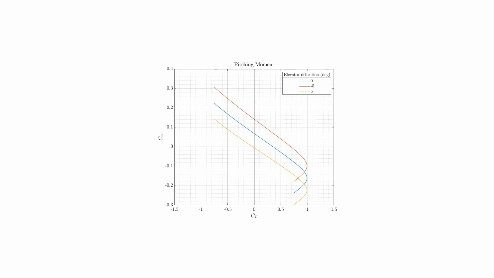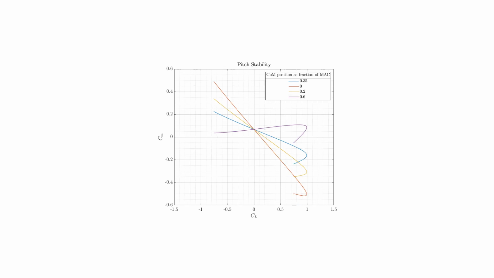The pitching moment coefficient is plotted against lift coefficient for different elevator angles and different center of mass positions. The neutral point exists where the graph is most horizontal. This should be found at a COM position between 0.35 and 0.6, most likely around 45% of the mean aerodynamic chord.